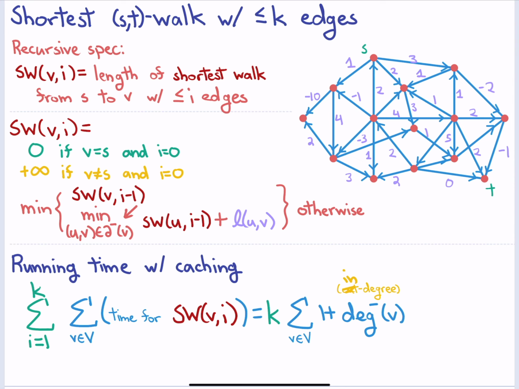Okay, so for every vertex, and I'm multiplying by k because there's k choices of i, it's some constant 1 plus the in degree of v. Okay, all right. If I sum up the in degree of v over all the vertices, what do I get? Number of edges. It counts every edge once. Okay. So all put together, the running time is k times m plus n.